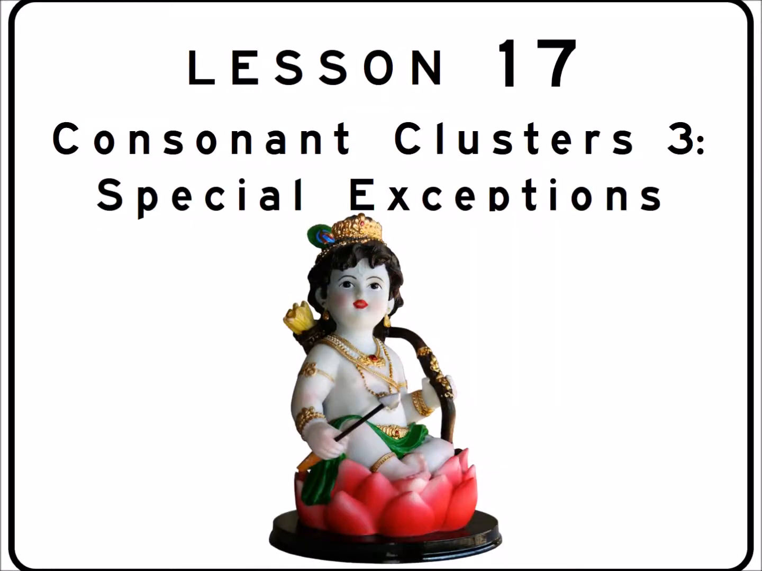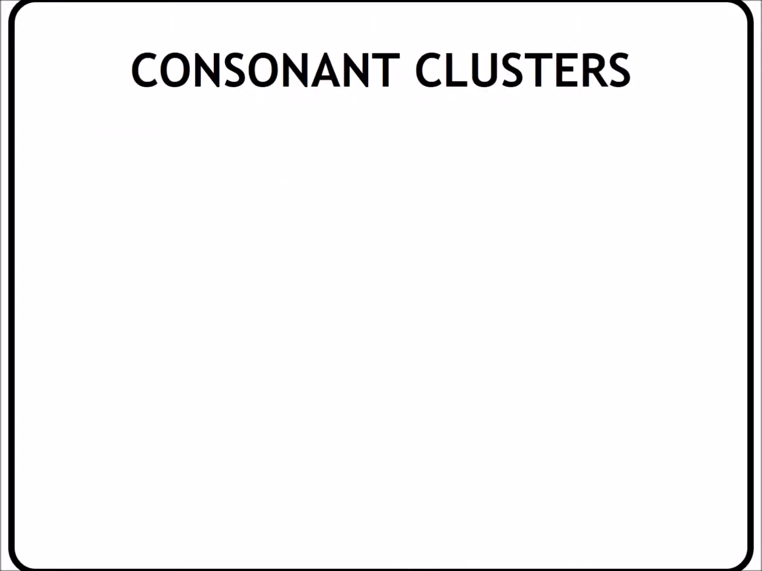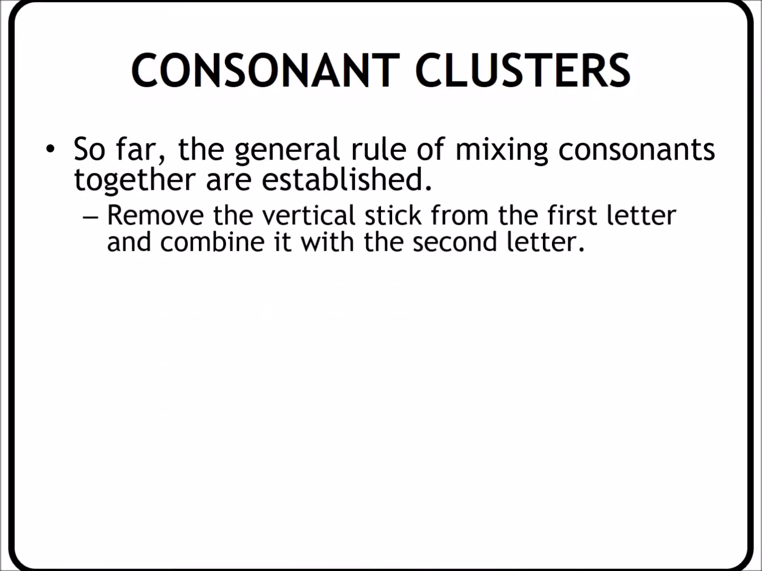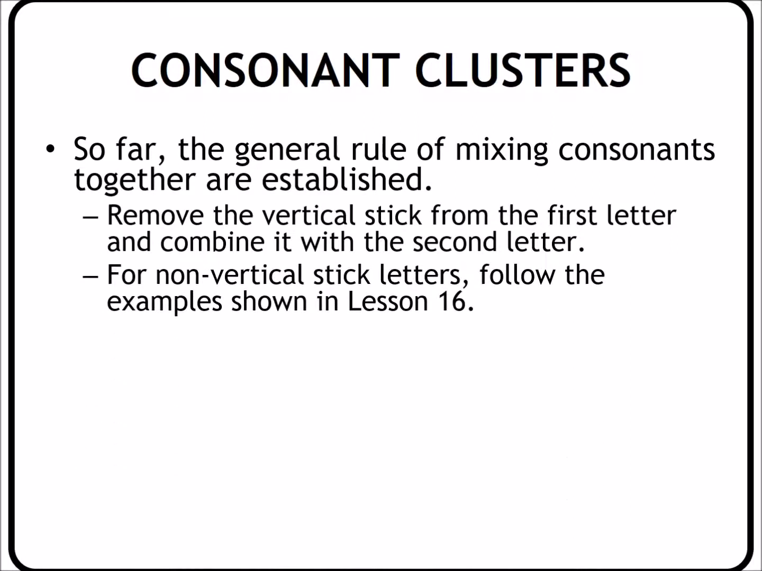So now we're going to deal with the last portion of our study of consonant clusters, which are special exceptions. So if we're mixing consonants together to form consonant clusters, for the most part we've established a general rule. If your first letter has a vertical stick built into the letter, all you have to do is remove that vertical stick to form the half letter form of the first letter, and then you combine it with the second letter to form your cluster. On the other hand, if the first letter does not have a vertical stick, you need to review the examples that we did in lesson 16 so you can see how we take care of those.